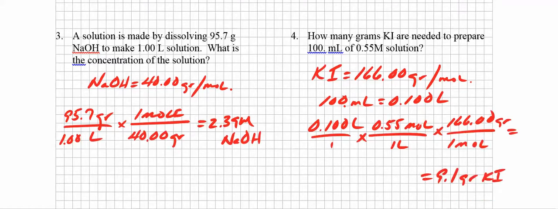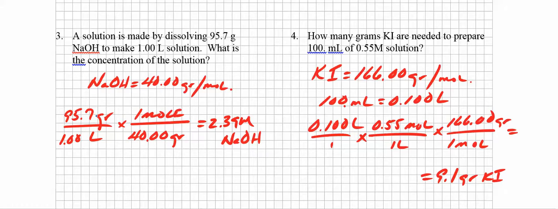Number three says a solution is made by dissolving 95.7 grams of sodium hydroxide to make 1.00 liters of solution, or 1.0 liter solution. What is the concentration of the solution? Obviously, we want to do this in molarity. So what we're going to need to do, first of all, is know in advance the molar mass of the sodium hydroxide. I get it by simply adding up the atomic weight of sodium, oxygen, and hydrogen respectively. When I do that, I get 40.00 grams per mole. That's for sodium hydroxide.